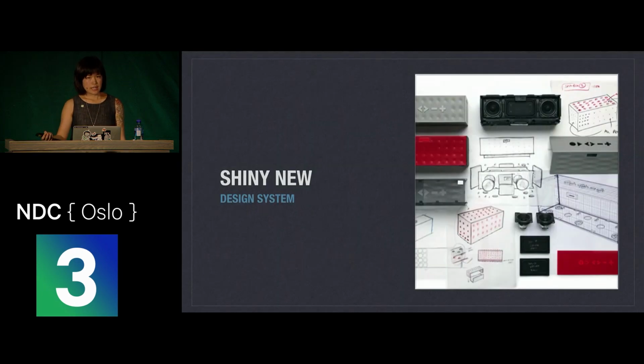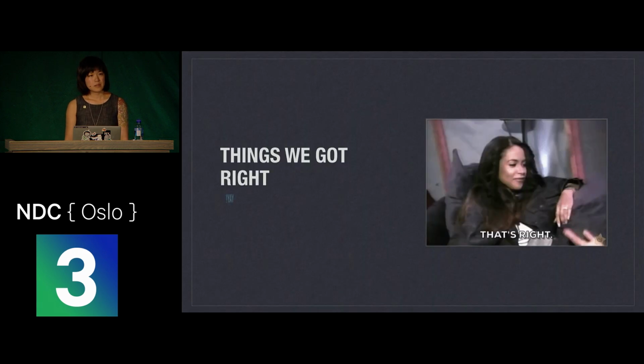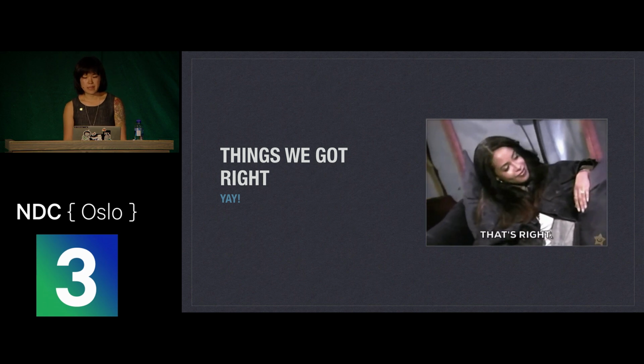So in comes the shiny new design system. Nathan Curtis says that a style guide is an artifact of a design process, whereas a design system is a living, funded product with a roadmap and backlog serving an ecosystem. And we could see by our project that that was correct, because we had a product manager behind it and we had many, many designers working on it as well. So some things that we got right with our design system when we first started working on it.